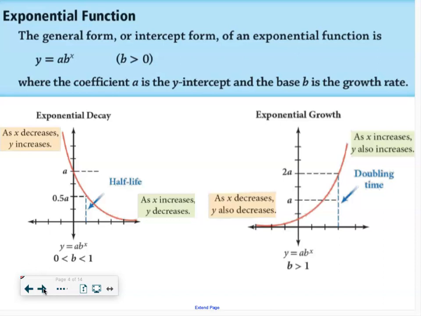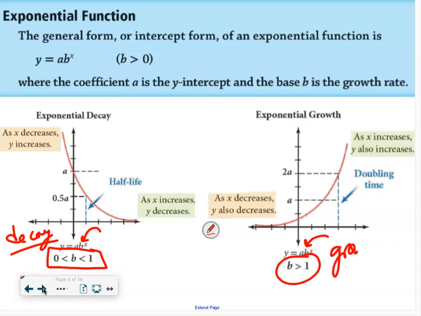So how do you know if a graph is decay or growth? It's all about the base right here. This number right here, that b. If the b is between 0 and 1, the graph is decay. So if the b is less than 1, your graph is going to be a decay graph. Because you're multiplying by a number less than 1 every time, so your number is going to get smaller. If your b is greater than 1, then you're going to have a growth graph. Because, of course, when you multiply by a number bigger than 1, the numbers get bigger.